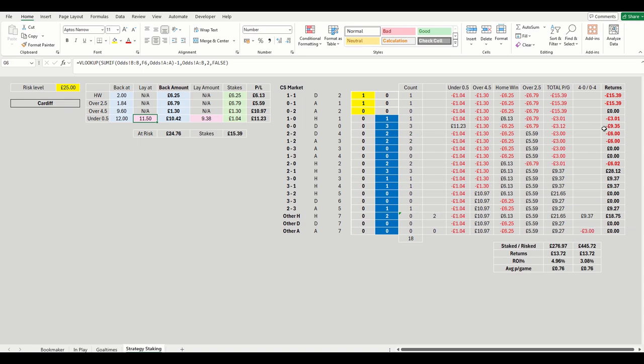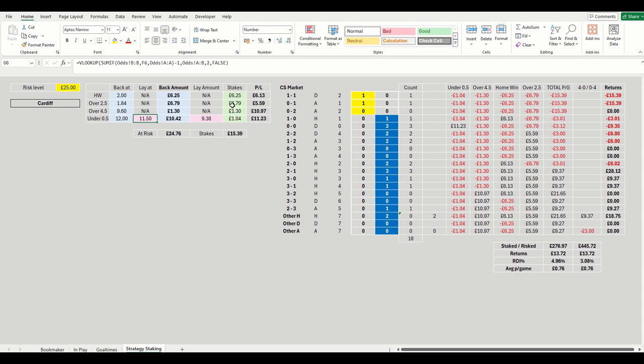And you can see here the overall profit. If we back this way, so you're backing at 12, £10.42, then you're laying at 11.5, 9.8 to generate your free bet. That's an ROI of just under 5% for these 20 games.